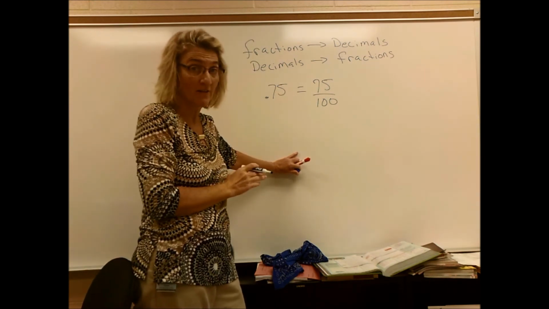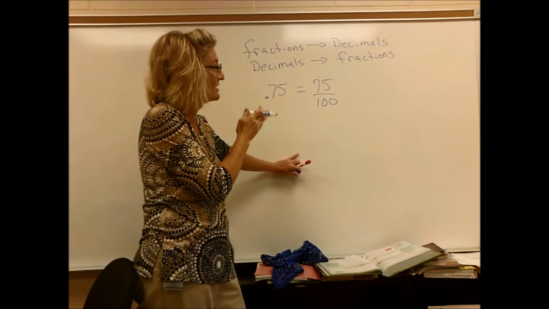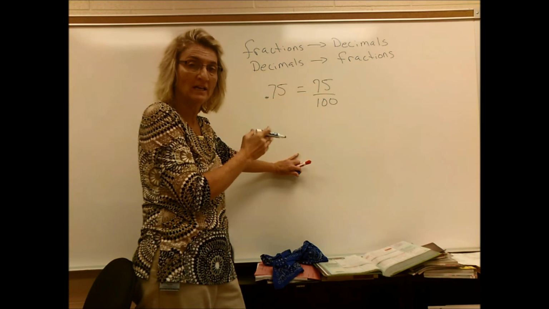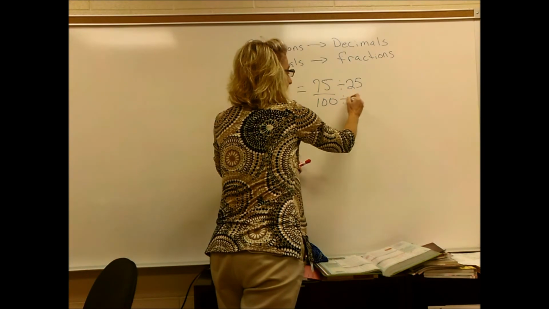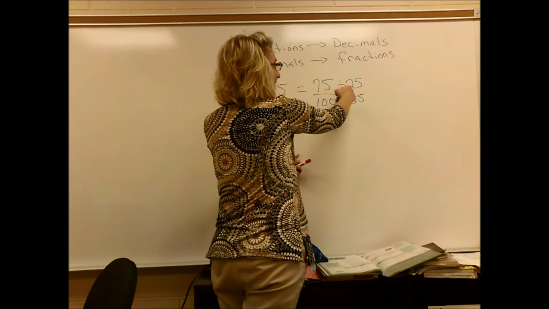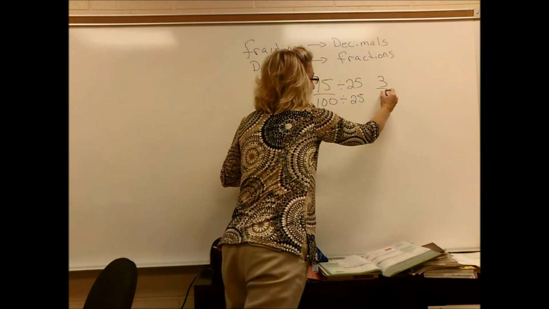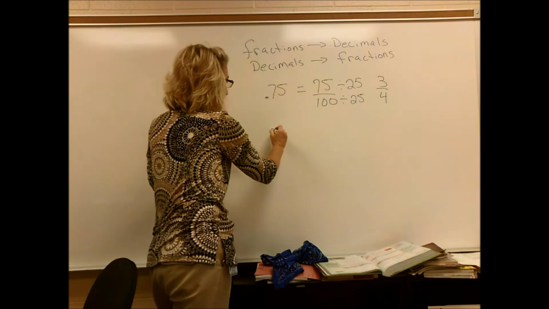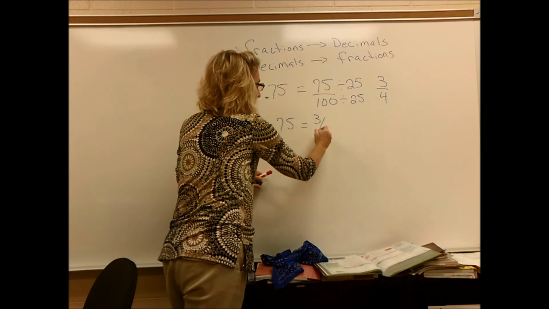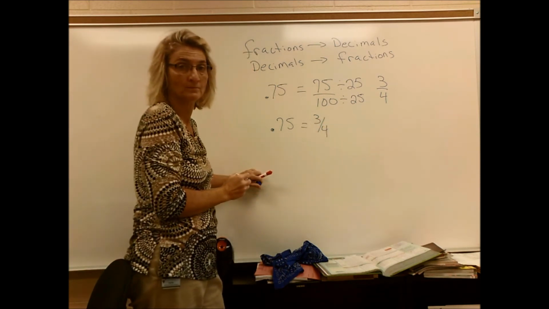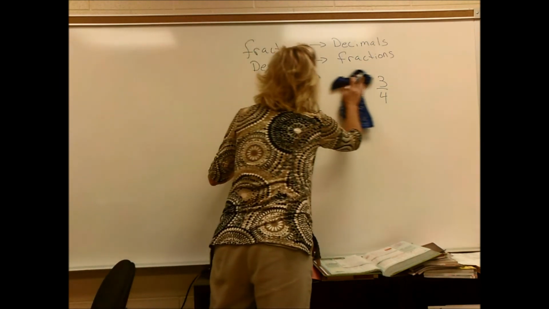Now, I've already taught you how to find the greatest common factor, so we're not going to go through all of that right now. But I can look at 75 and 100 and know that my greatest common factor is 25. 75 divided by 25 is 3. 100 divided by 25 is 4. So, 75 hundredths is equivalent to 3/4. Write that down, and we will go on and change.